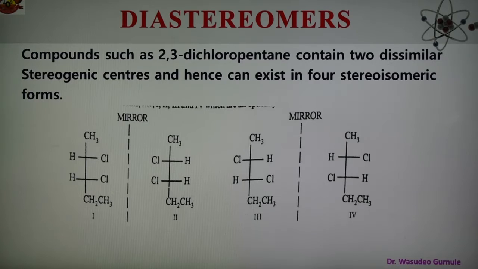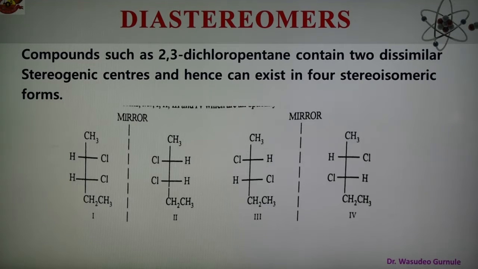Therefore, a compound containing 2 dissimilar stereogenic centers exists in 4 optical isomers, which can be known as 2 pairs of enantiomers. So the first structures, 1 and 2, are the first pair, and the third and fourth are the second pair. So there are 2 pairs.